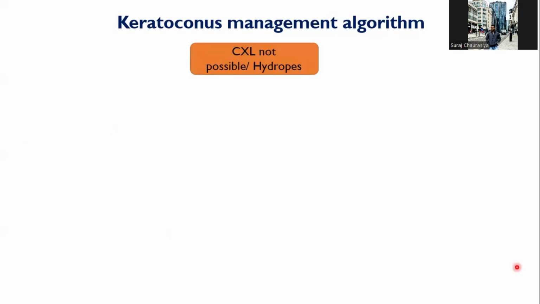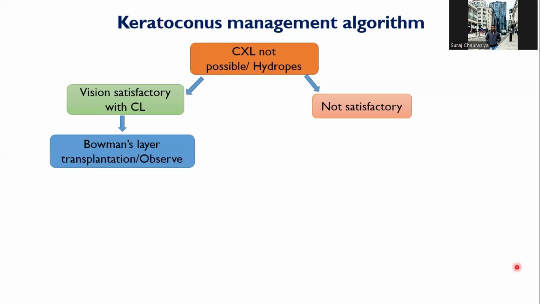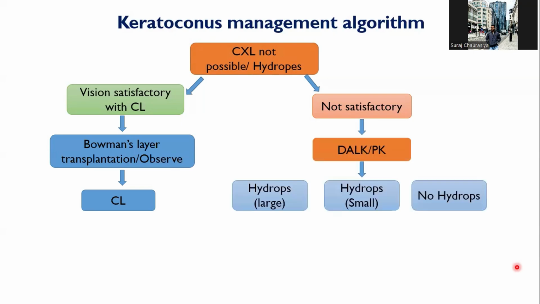If CXL is not possible or the patient has a previous history of hydrops, assess whether the vision is satisfactory with contact lenses or not. If the visual acuity is good with contact lenses, you can either plan for Bowman's layer transplant or continue to observe the patient with regular contact lens use. And if the vision does not improve even with contact lenses, then the only remaining option is keratoplasty.